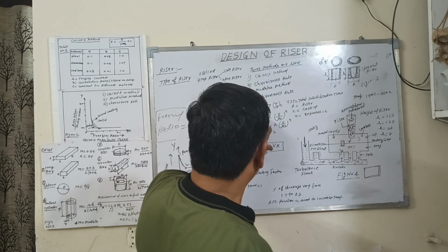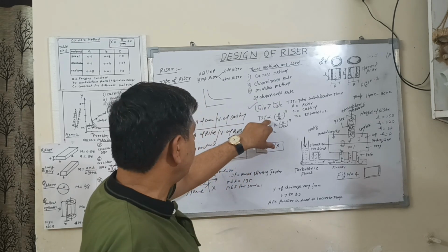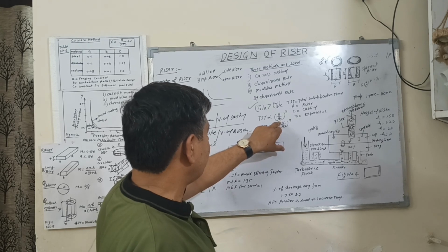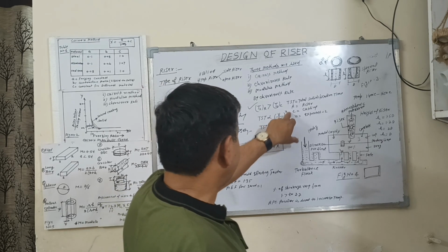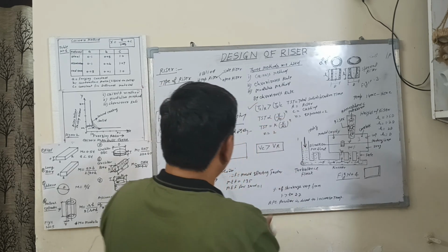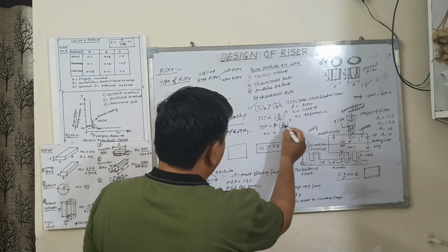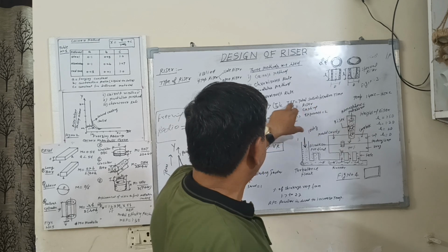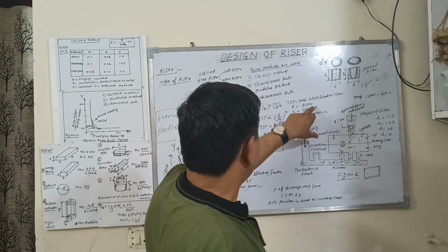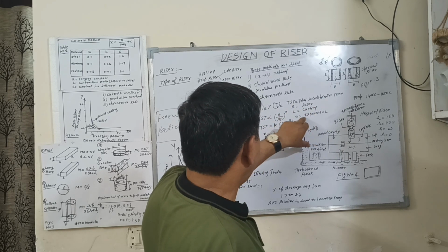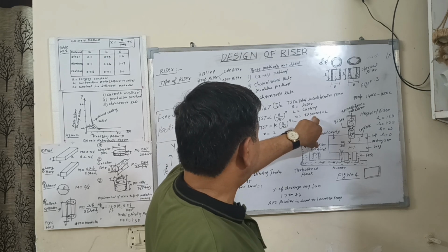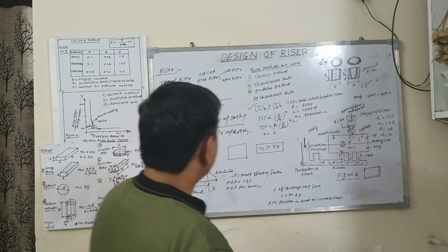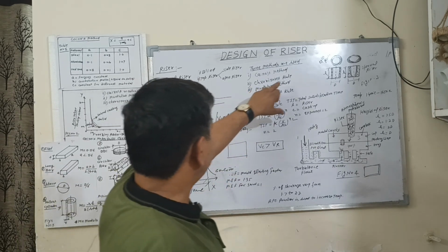Total solidification time is directly proportional to the volume of the casting over the surface area of the casting, to the power n. This is the K, and n is the exponent. The total solidification time TST of the riser and casting, n is the exponent, and an n value of 2 is used. So this is Chvorinov's rule.